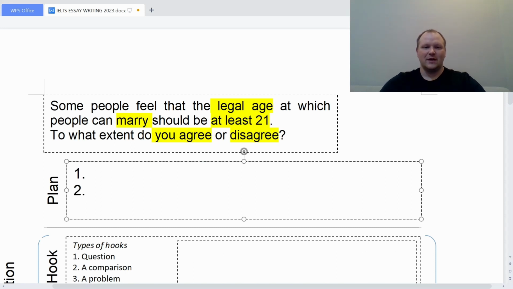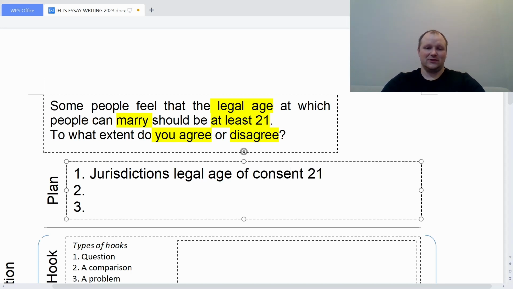But for our plan, we're going to write 3 reasons why we totally agree. So let's think about this. Some people feel that the legal age at which people can marry should be at least 21. Considering I'm completely agreeing with this, I'm going to choose 3 reasons why I totally agree with this statement. The first reason is I would say that for many jurisdictions, the legal age of consent is 21. So that kind of makes sense. For part 2, I would say that people are more mature at this time, so it makes sense.